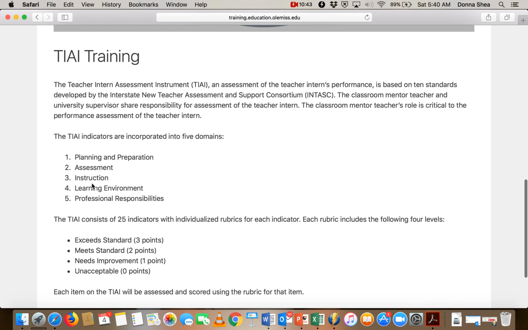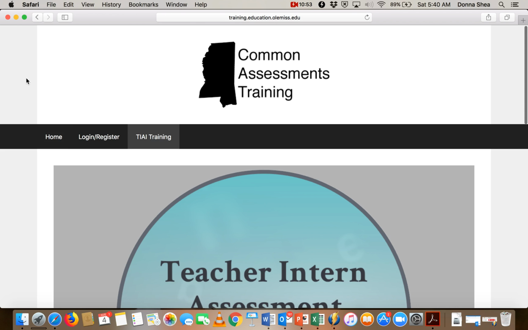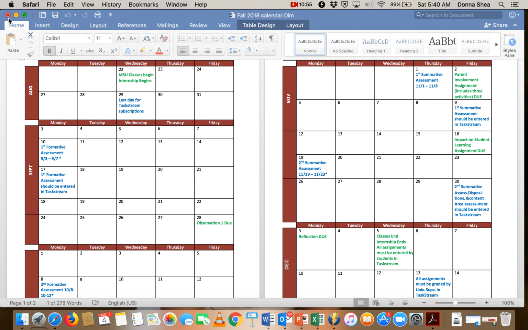And this is something you can work on. If you don't have time to do it all in one setting, you can leave out and come back in and pick back up where you left off. But this is something that needs to be done so that you are fully intimate with and understand every part of the TIAI.